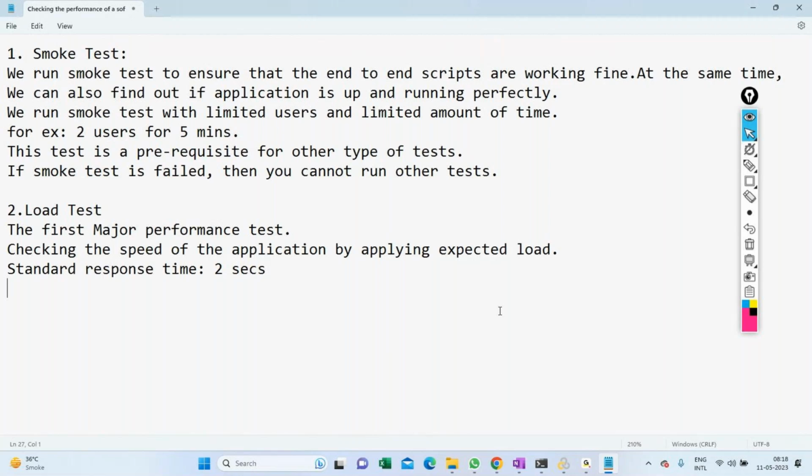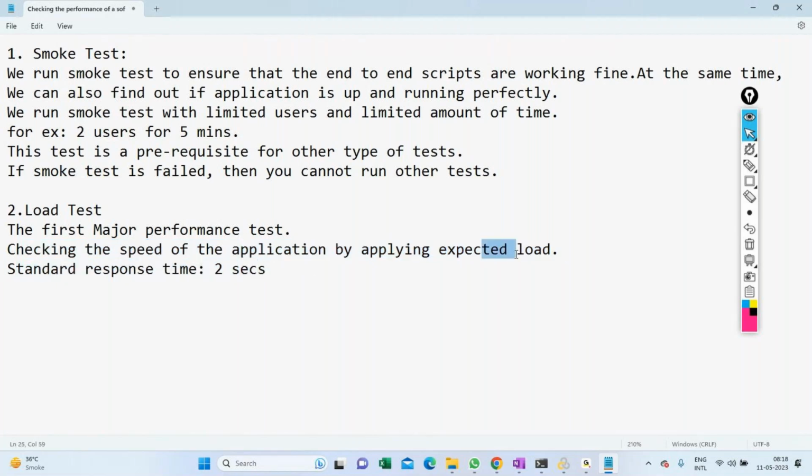Like if you enter username and password for any application, if you click on login button, you should log in successfully in 2 seconds. That is the expectation, market expectation. So checking the speed of the application by applying some load, standard response time is 2 seconds.